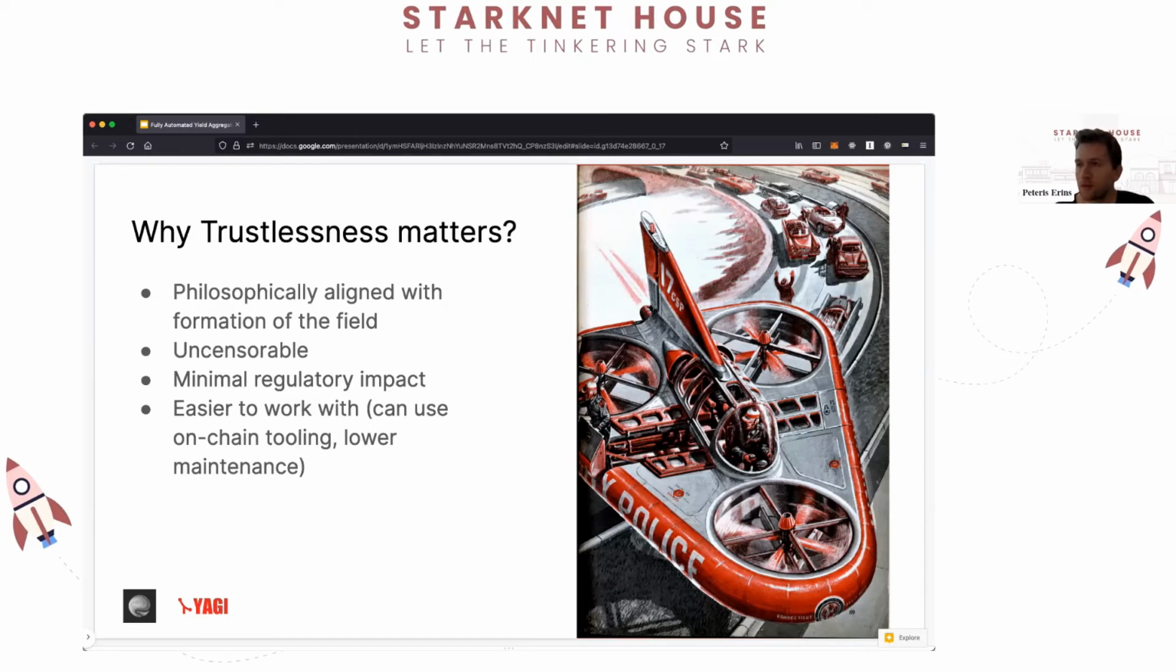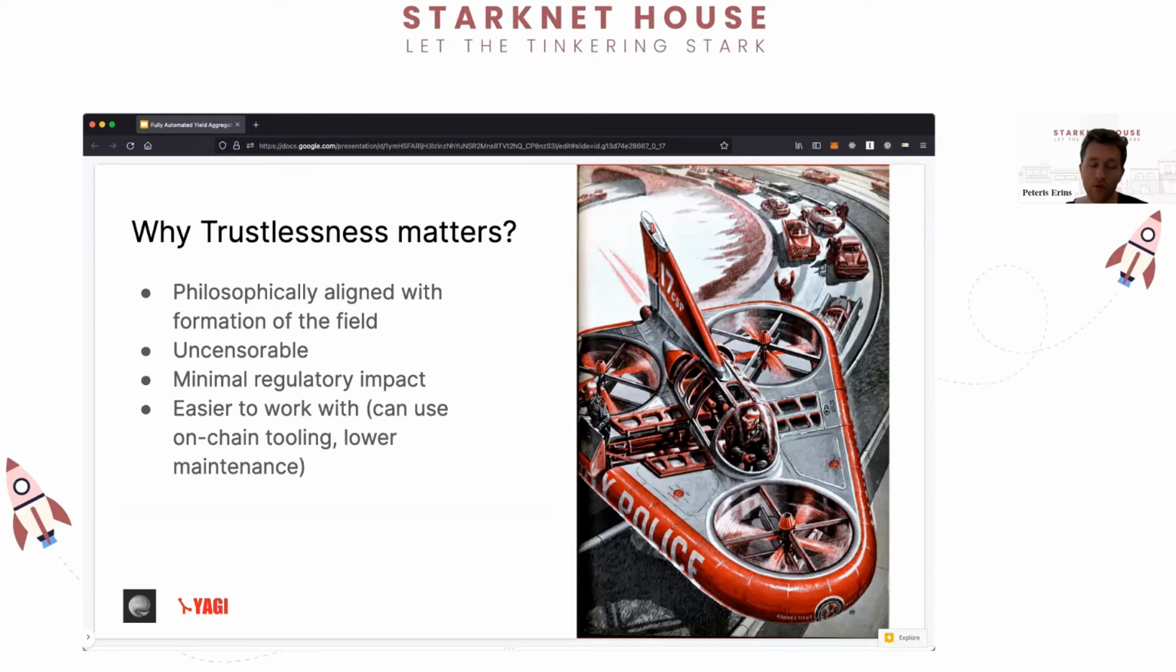Why does trustlessness matter, though? Well, first and foremost, it's philosophically aligned with the formation of the field, right? Cryptocurrency exists because we wanted to have this property of trustlessness, arising from some of the things that we didn't really enjoy in terms of how the traditional finance world was handling the financial crisis and the aftermath of that. That became the foundation of Bitcoin, and so I think it's important that we look back at those principles and try to implement them.